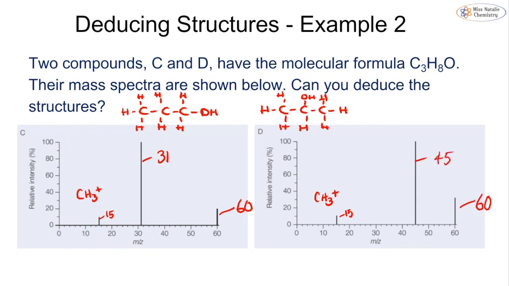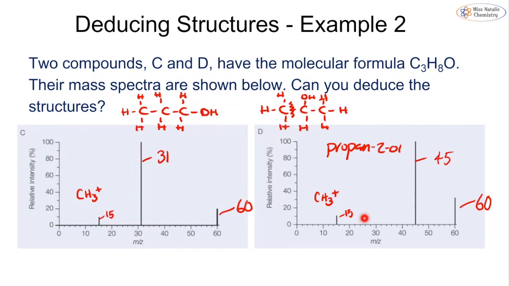So if we start with D, if we have our peak at 45 and our peak at 15, it is because we've had a breakage here, and we are then left over with a fragment that must add up to 45, and that is, we can see, from an oxygen, 2 carbons, and 5 hydrogens. So that must mean that D is propan-2-ol. Let's just check to see if C is actually propan-1-ol and how we can confirm it.